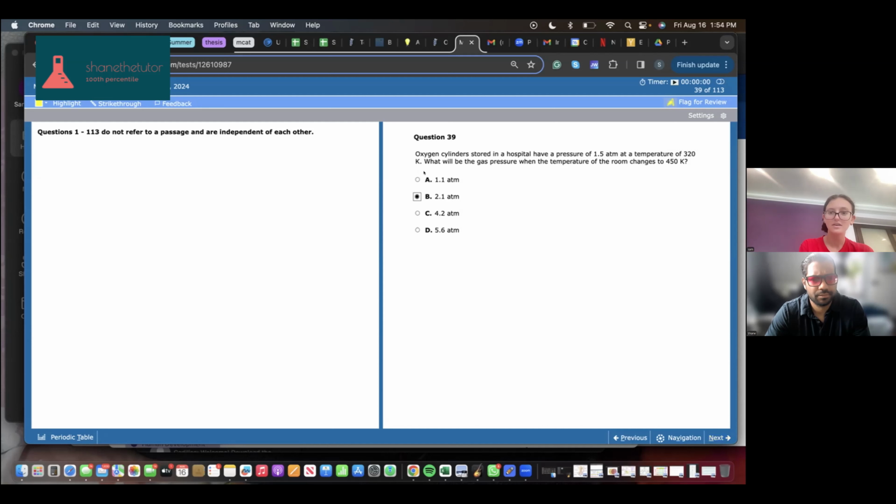Is it A? Let's see. I just don't really want to calculate it out. And isn't 15 times 3 something like 45? 1.5 atm at a temperature of 320. Did I set up the equation right? I did it the same way that we did last time and I did P1 T1. Or sorry, would it be P over T? Because they're on opposite sides.